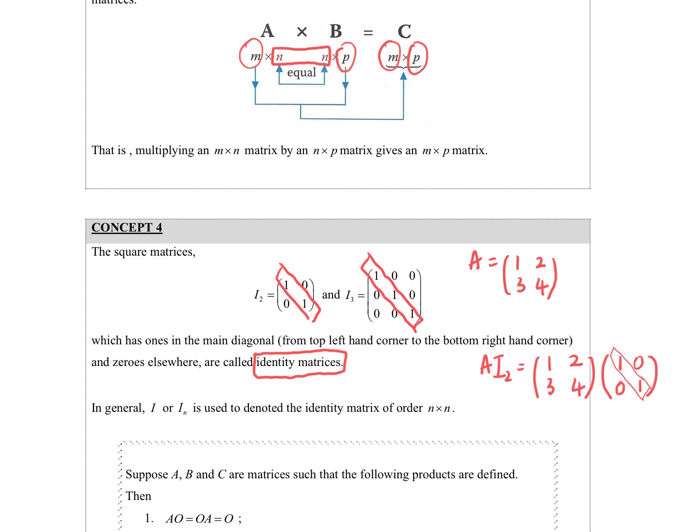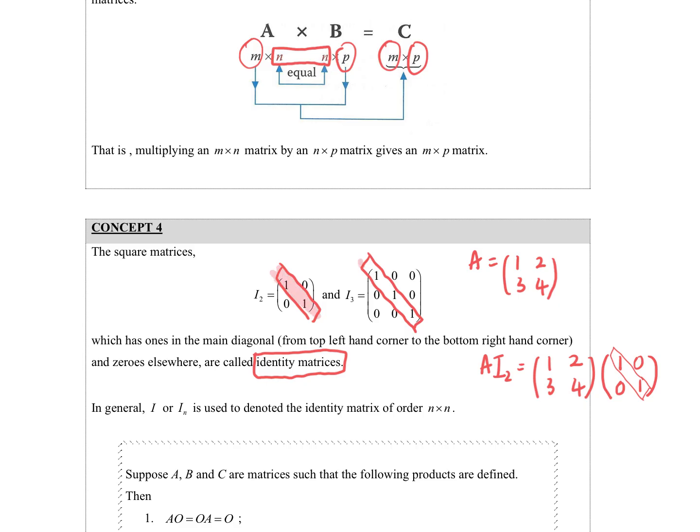Okay, I'm just explaining to you what identity matrix means. So identity matrix can be a 2 by 2, 3 by 3, 4 by 4, 5 by 5. It is always a square matrix. Okay, but the diagonal entries are always 1.